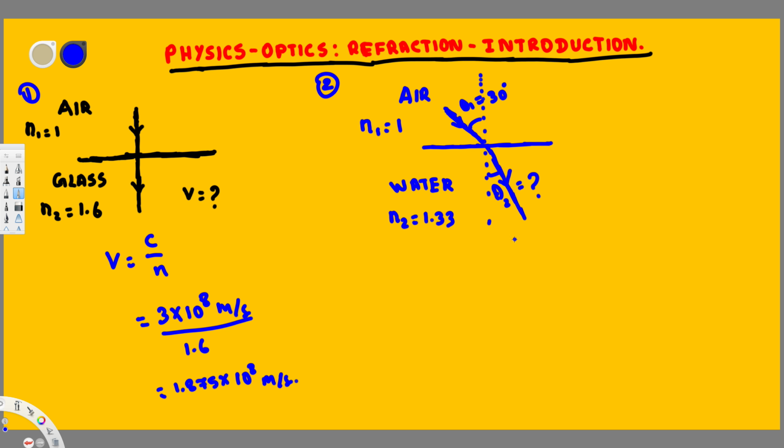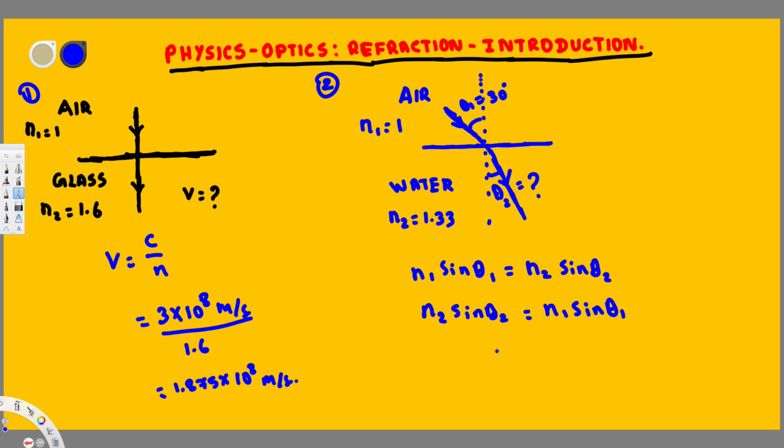Now in order to find this, we can use Snell's law. Snell's law says that n1 sine theta 1 is equivalent to n2 sine theta 2, right? So here we are trying to find theta 2. So in order to find this, we have to rearrange this. So let's flip this equation around. If you flip this, that's going to give us n2 sine theta 2 is equivalent to n1 sine theta 1, right? Now we are trying to find theta 2 alone. So let's bring everything else to the other side.